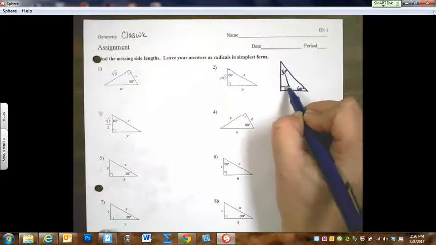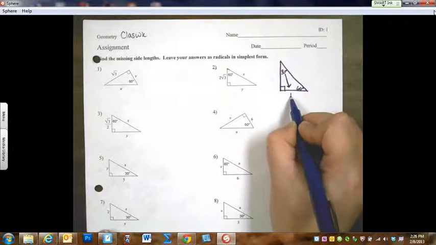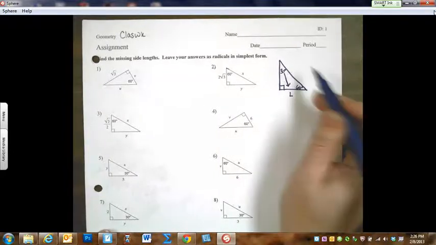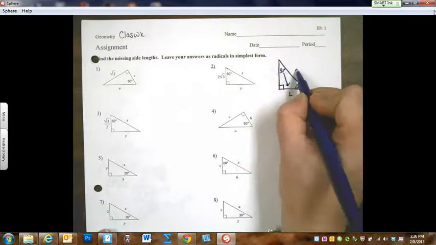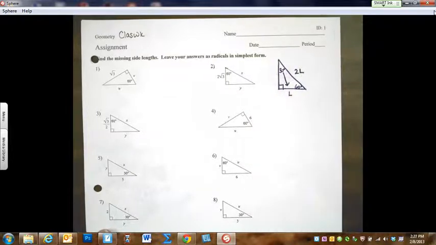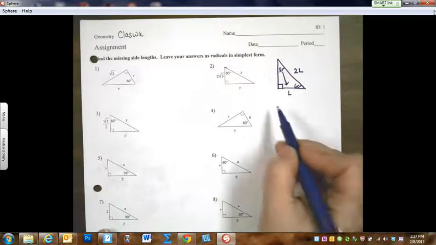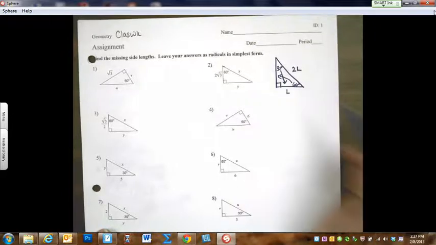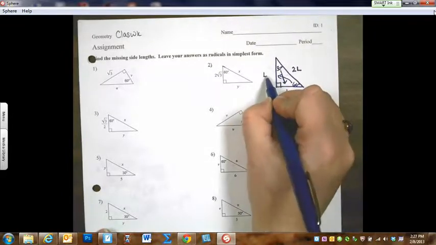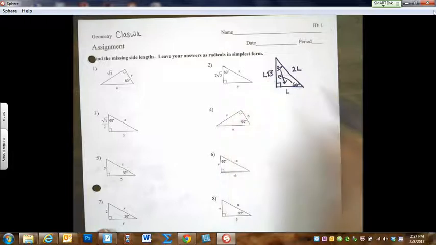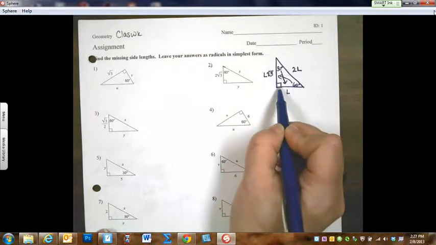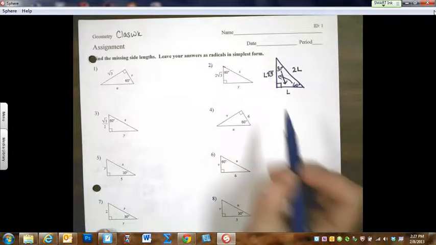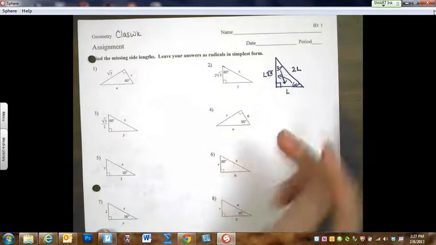Across from my 30-degree angle is my L, my base unit. Everything else relates back to that little side, the little leg. I know that the hypotenuse is 2L. And I know that the longer leg, the side across from the 60 angle, is the little leg times the root of 3. I like to remember it's root 3 because I have a 30, 60, 90 triangle. I have 3 different angle measures, and so the 3 corresponds with that idea.